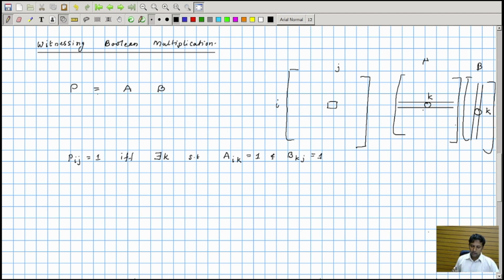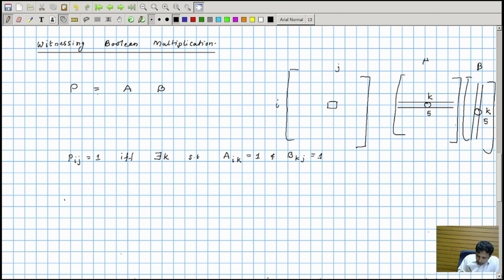And such a k, we will call it a witness for Pij equals 1. So if this position was 5, then we will say 5 is a witness for Pij. If there is no witness, then we will say that the witness is 0. If you index the rows and columns by 1 to n, then if there is a witness, it is indicated by a number between 1 and n. And if there are no witnesses, that is indicated by 0.